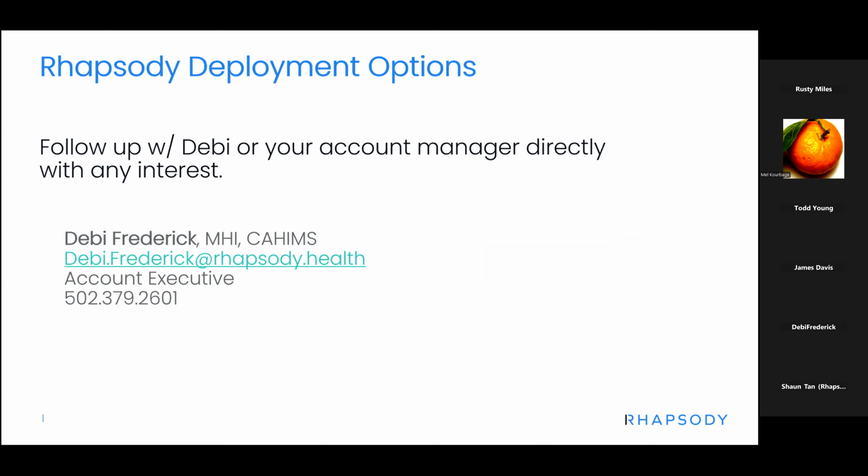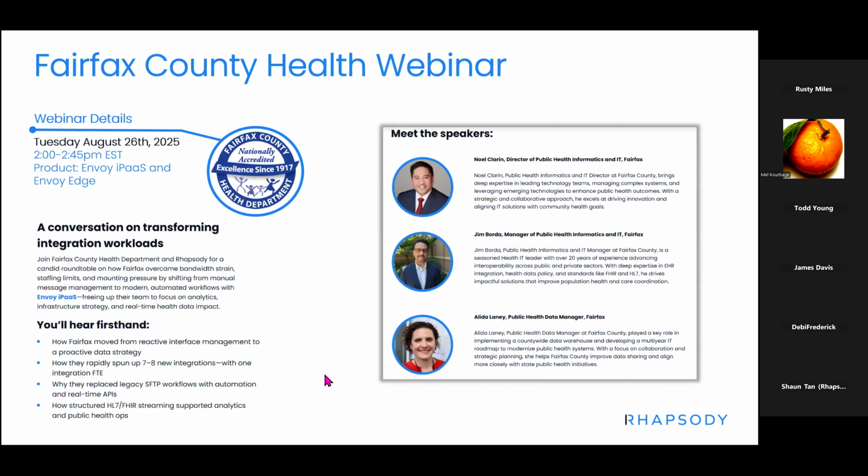Just so happens, if you want to learn a little more about our Envoy model, Fairfax County Health is conducting a live webinar with us at the end of the month, on August the 26th. These will be our speakers: Noel, a great partner of ours, Jim, and Elida. They have moved to the Envoy model and have a lot of great things to share about it. We'd love for you to attend.